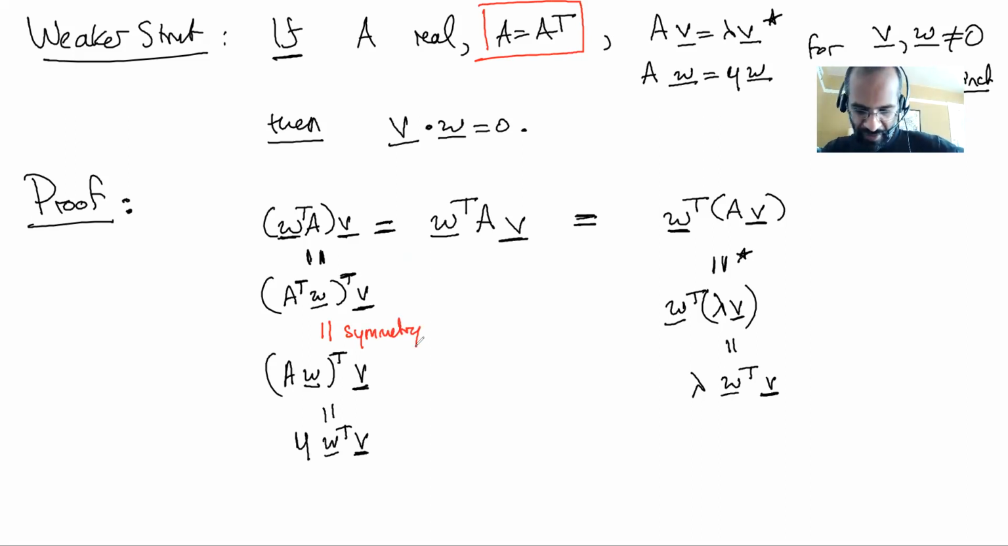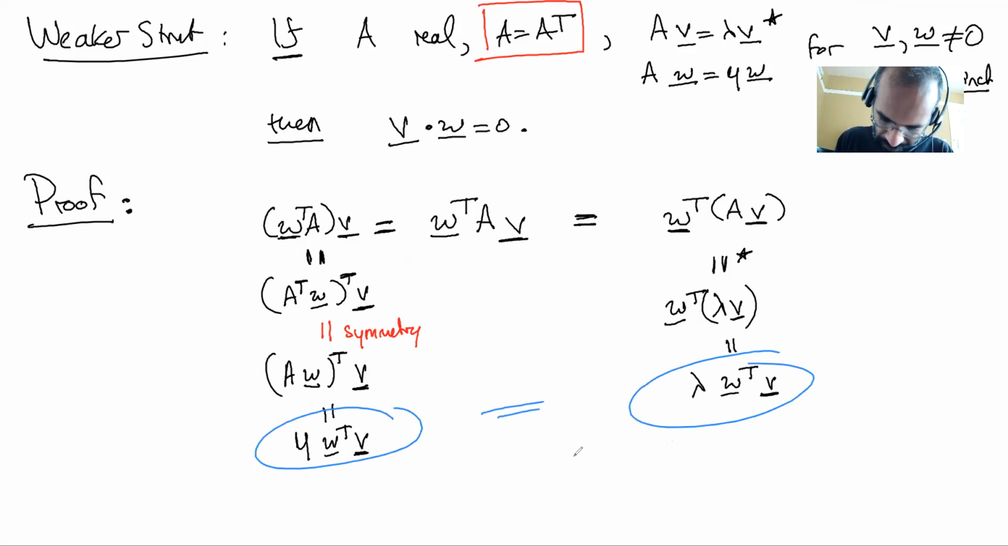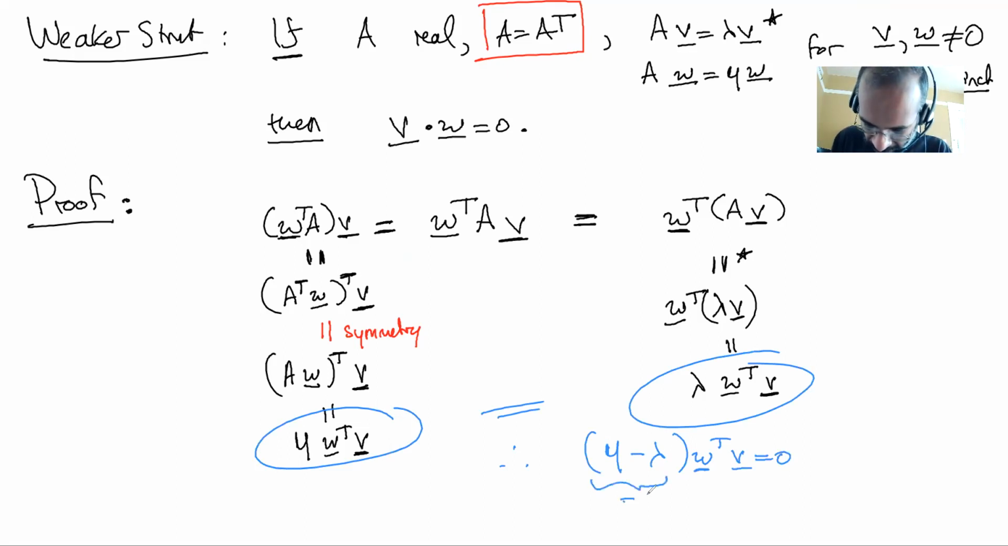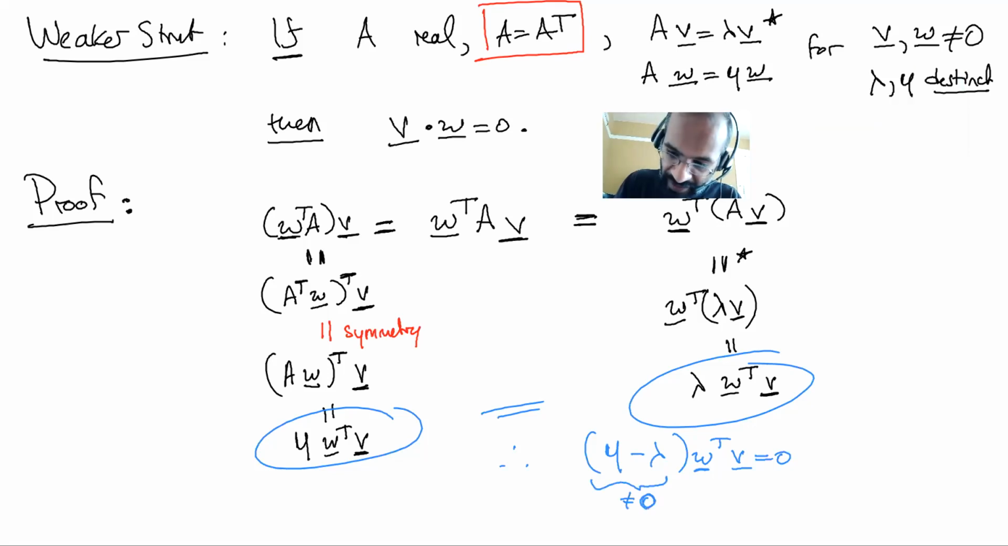So it's a sneaky computation, right? I just group the terms differently. And I can either push the A onto the W eigenvector or onto the V eigenvector. But now these two things have to be equal, right? These two must be equal. So what does that mean? Well, it means mu minus lambda times W transpose V equals 0, right? Because I just rearrange. But this is not 0, right? Because I assumed these eigenvalues are distinct.